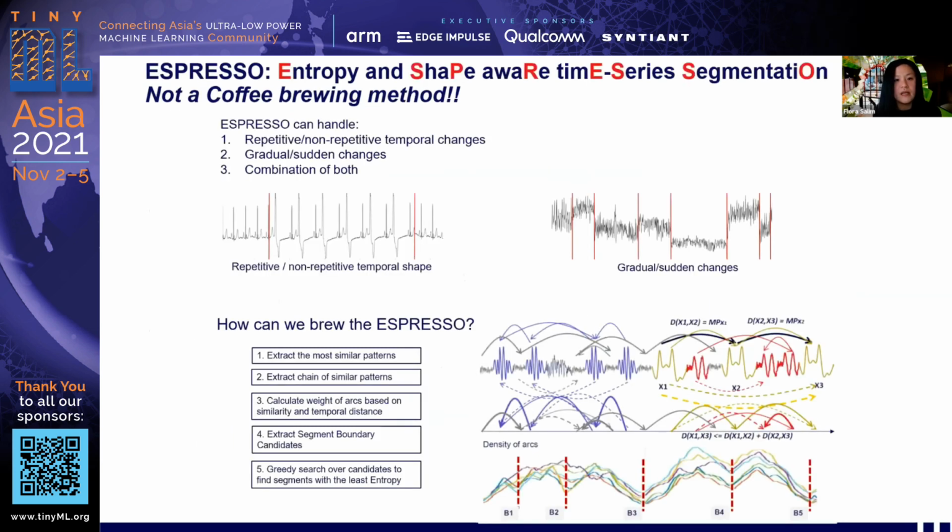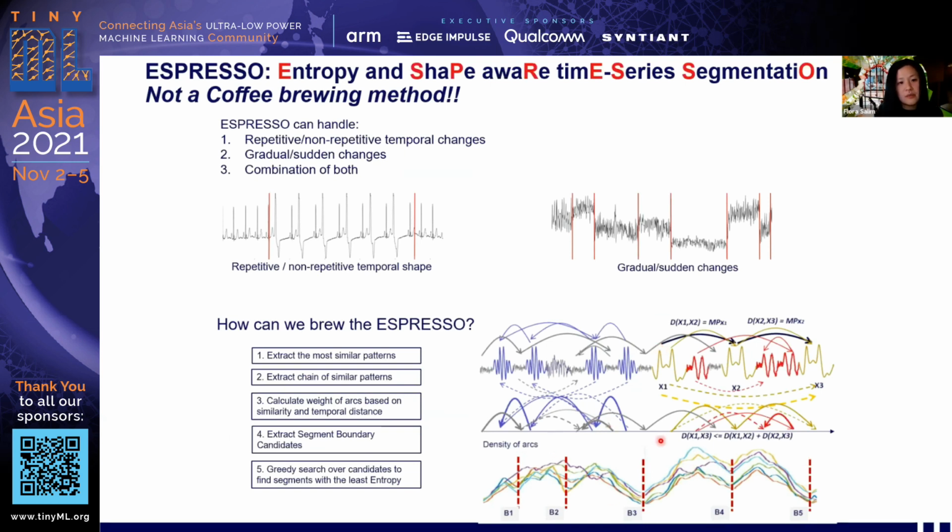Now, we propose this unsupervised method called Espresso. It's not a coffee brewing method, but a way to extract the most informative information and to discover the change points. There are a couple of steps here. For more detail, look at the paper.